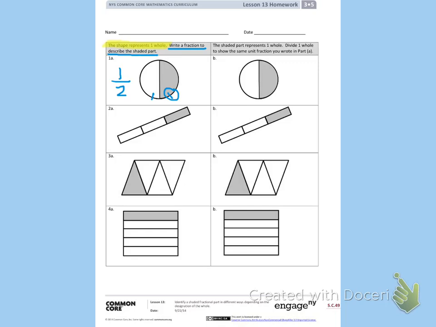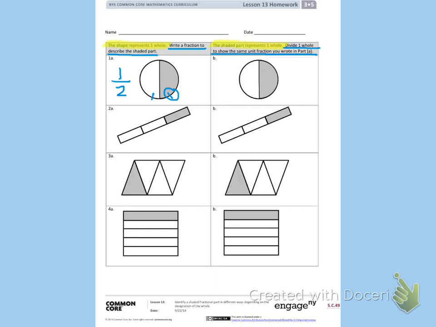Let's look at item 1B now. This time the directions say, the shaded part represents one whole. I'll go ahead and highlight that now. The shaded part represents one whole. Divide one whole to show the same unit fraction you wrote in part A. I'll underline that. Divide one whole to show the same unit fraction you wrote in part A.